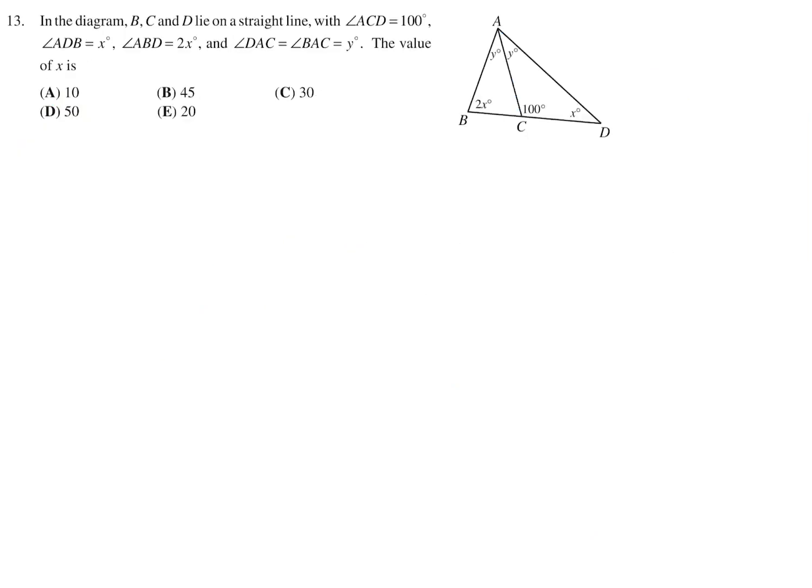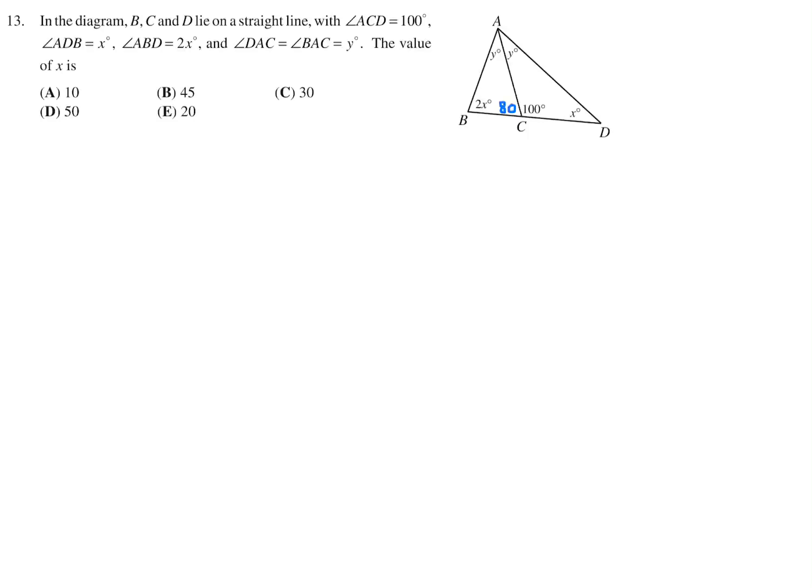In the diagram, B, C, and D lie on a straight line. ACD is 100, ADB is x, ABD is 2x, and angles DAC and BAC are equal to y. The value of x is. Well, the first thing is the angles about a line are equal to 180. So that means that if this is 100, this angle in here has to be 180 minus 100. So that's 80.